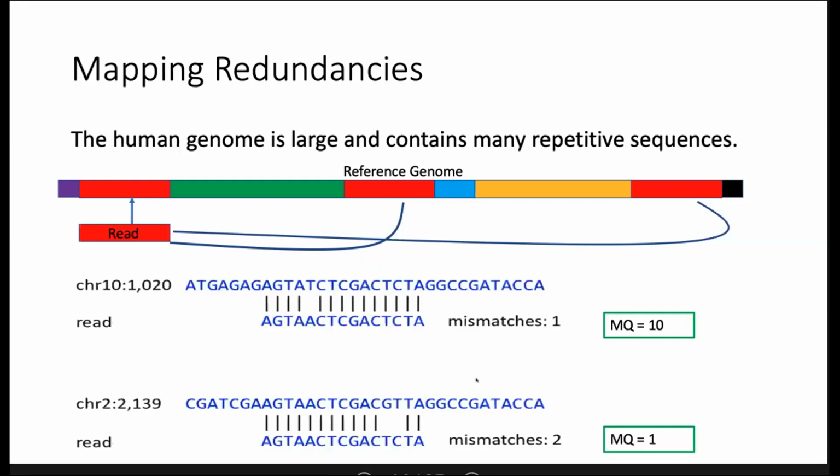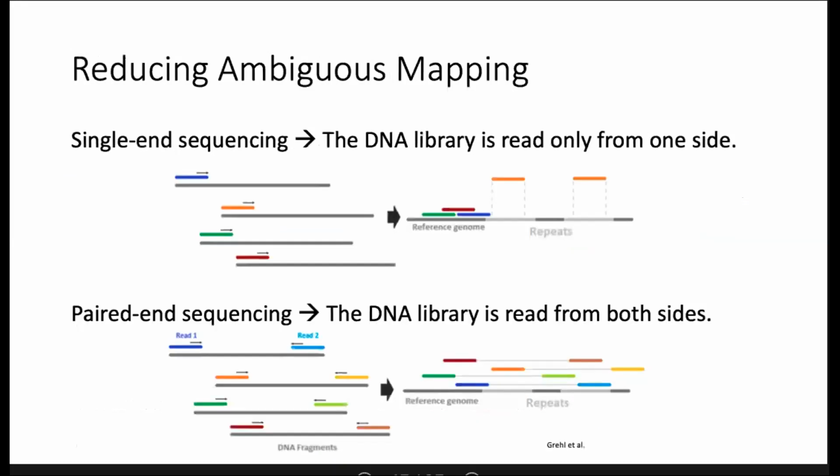So this can actually be modified to map to multiple locations, but nonetheless, we don't want mapping qualities of 0 because these are ambiguous and we don't know if they actually go there. So there are ways to reduce the number of ambiguous reads by choosing the method of sequencing that's done in the first place. Sequencing can be done in two ways. It can be single-ended or paired-ended.